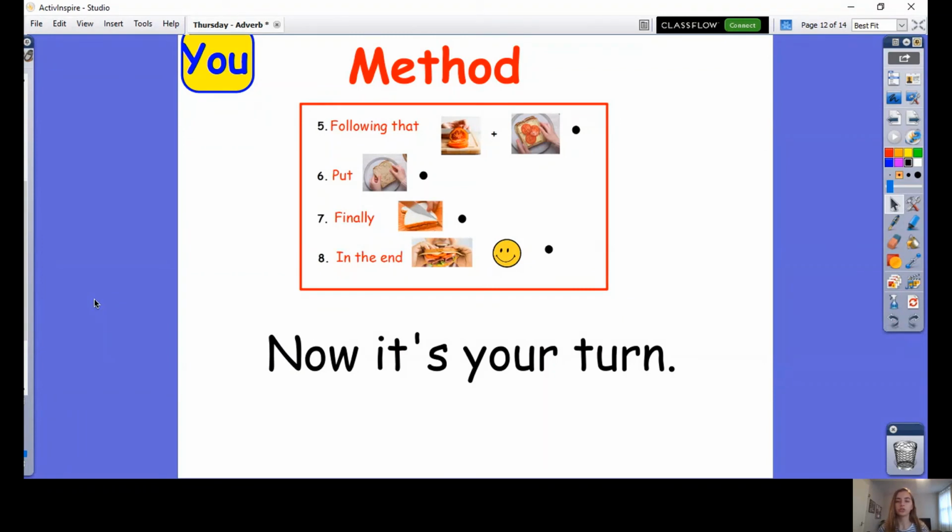Now it's your turn to write the rest of your method. You're going to write step 5, 6, 7 and 8. So you should be writing 4 steps today, and in the end you would have made your disgusting sandwich. Make sure you have capital letters, full stops, finger spaces, and then you're writing on the line. Don't forget, today's lesson is all about adverbs, so I want to see you put as many adverbs in as possible. Also, don't forget to challenge yourself and put adjectives in your work.